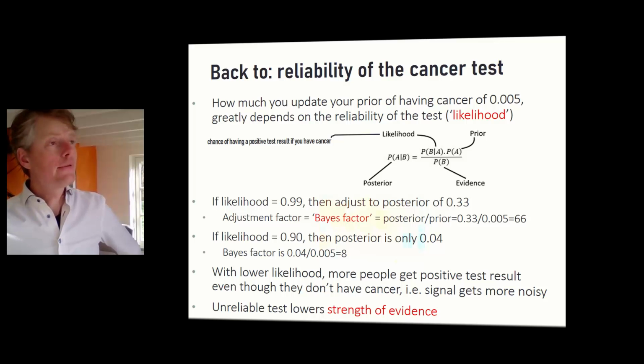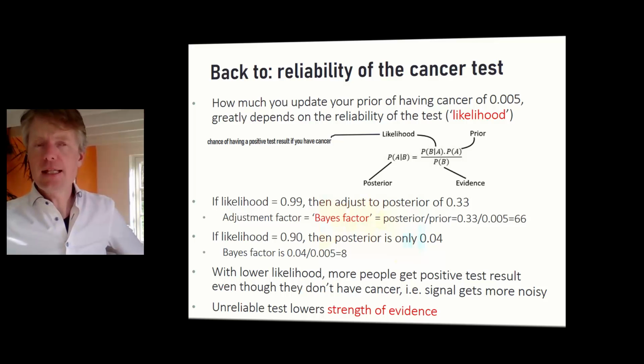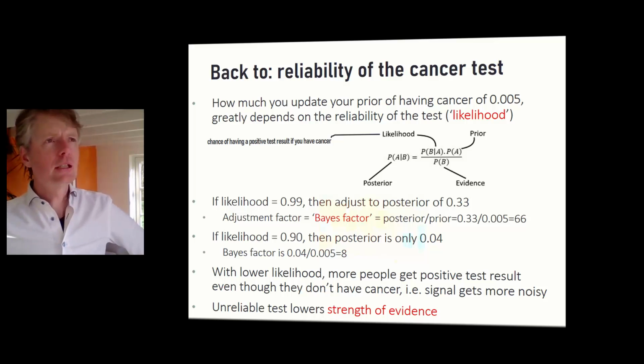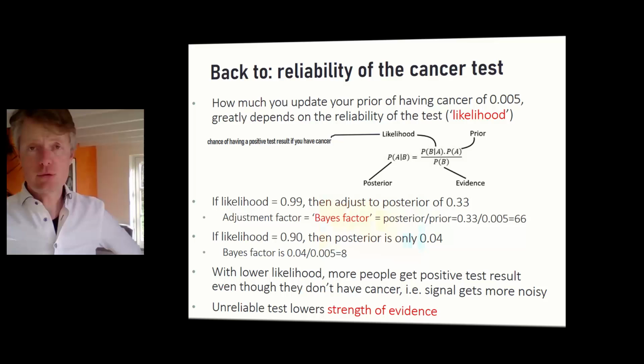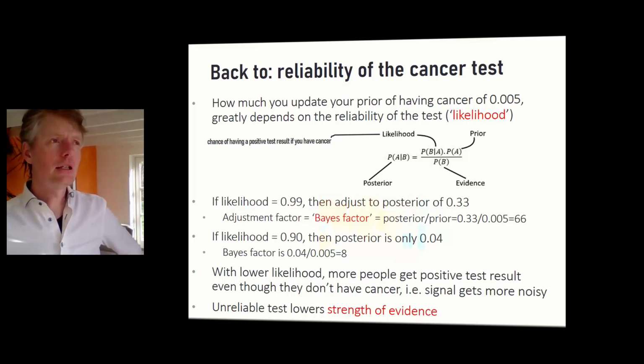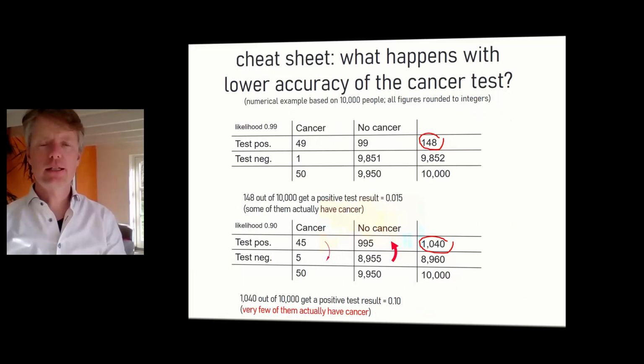If the test is less accurate, say that it has an accuracy of 90%, then even though that may sound good, it means that you learn a lot less from this test, because then your posterior is only 0.04. So if you have a positive test result, then there's a 4% chance of indeed having cancer. Isn't that amazing? That's actually what I show here in the next slide on the cheat sheet.